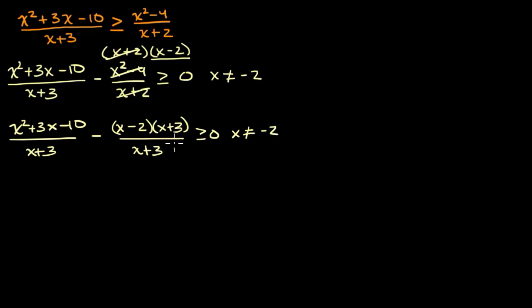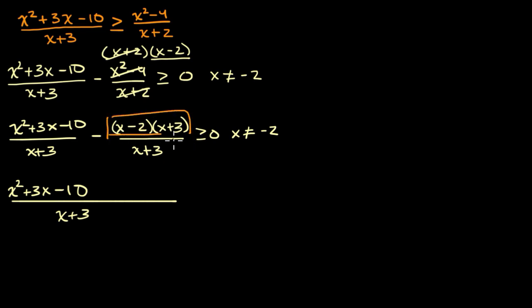Why did I do that just now? Well, I want to add all of this together and turn it into just one big rational expression. And so I can rewrite all of this as, let me make a big line here. So my denominator is now x plus 3. My numerator is x squared plus 3x minus 10. And let me rewrite all of this in a new color right over here.